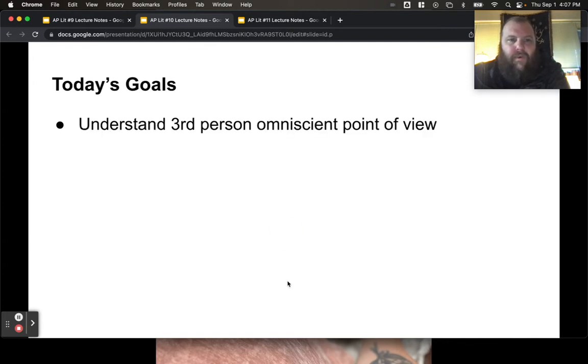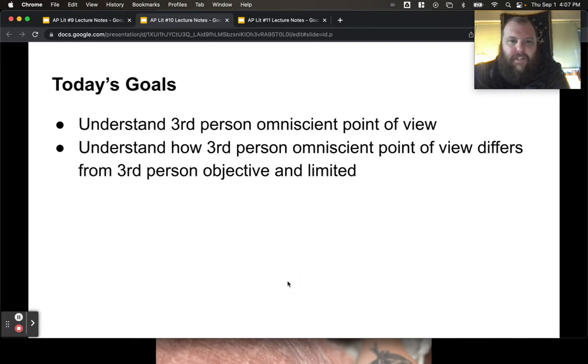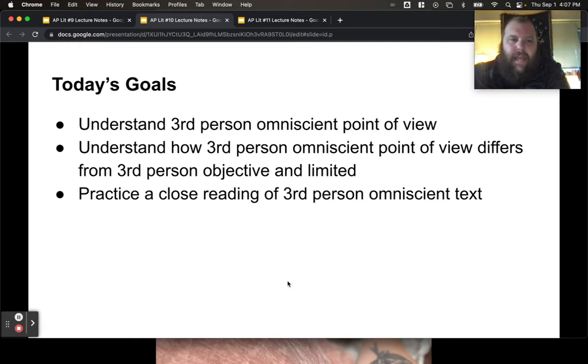So today we want to understand the third-person omniscient point of view. We want to understand how third-person omniscient point of view differs from third-person objective and limited, and we want to practice a close reading of third-person omniscient text.